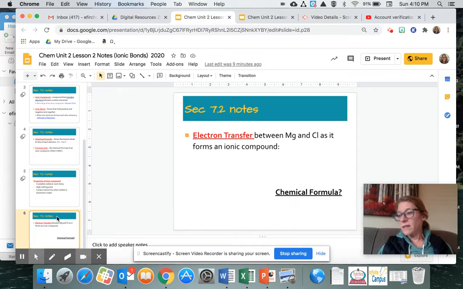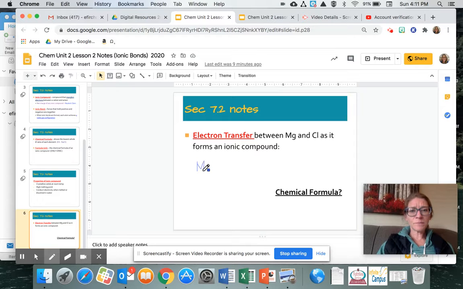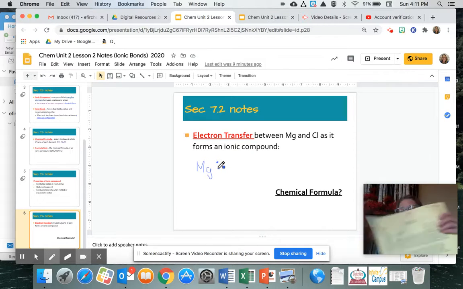All right, one last thing in your notes that we'll have you add for today says to show the electron transfer between magnesium and chlorine as it forms a compound. And you'll do some of this in your interactive notebook as well. So Mg, you will draw the electron dot structure for magnesium.